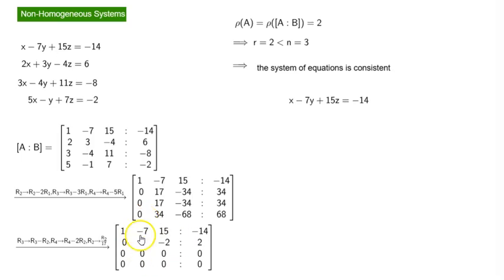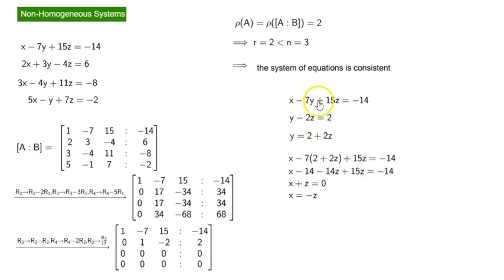Now, using the reduced form, let's build the equations again. So we have x minus 7y plus 15z equal to minus 14. y minus 2z is equal to 2. Now solving for y in the second equation, we get y equal to 2 plus 2z. Substituting it back into the first equation, we get x minus 7 times (2 plus 2z) plus 15z equal to minus 14. Simplifying it, we get x equal to minus z. And z is a free variable. We can choose any value. So let z be equal to k.